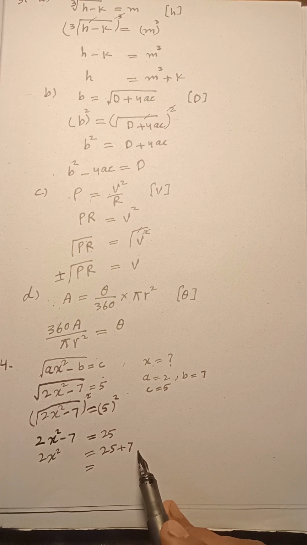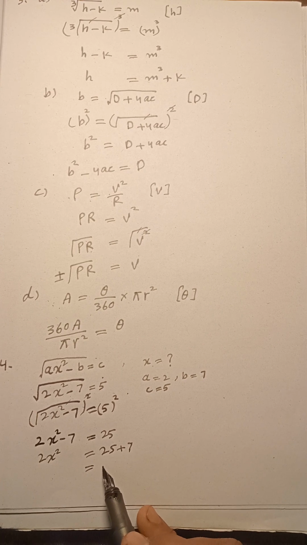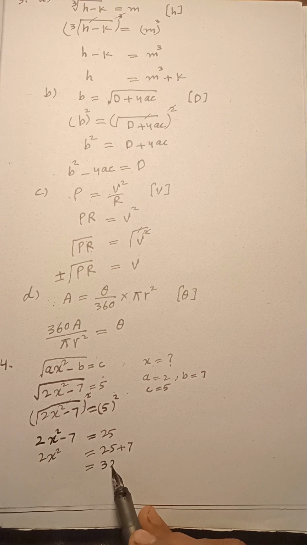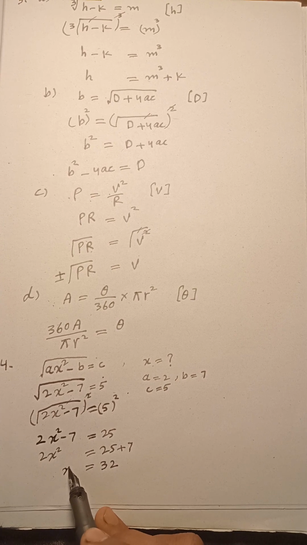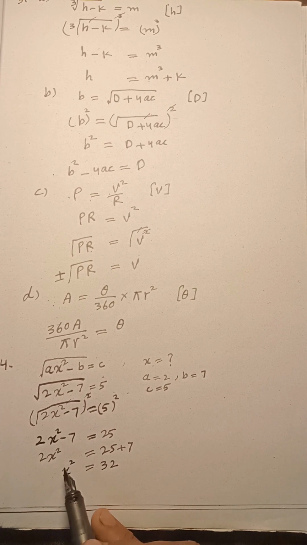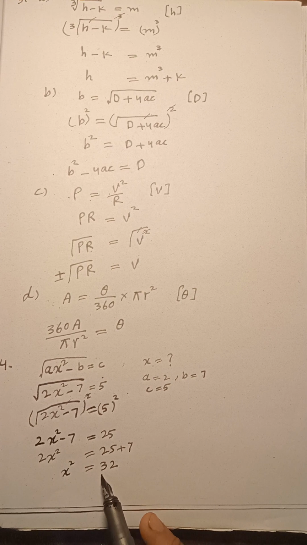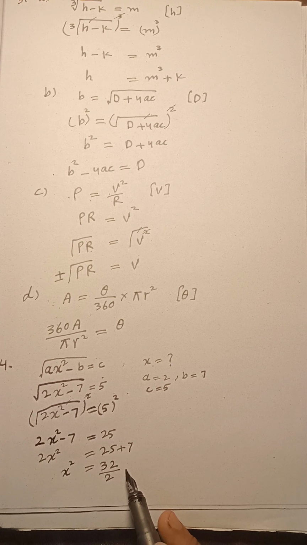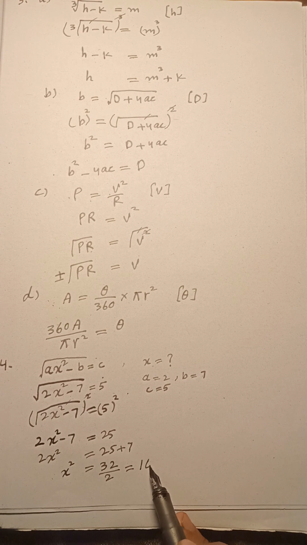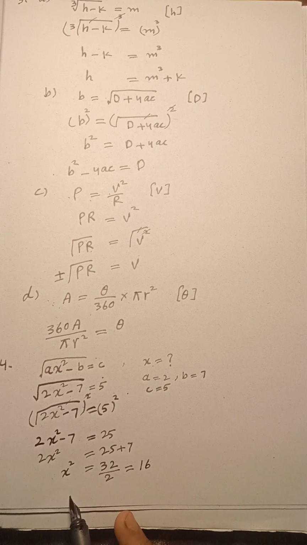Now 25 plus 7 is equal to 32, and x square should remain here, and 2 is multiplied by x, so it will be divided on the other side. I have divided it on the other side. After division, 32 divided by 2, the answer is 16 here, so x square is equal to 16.